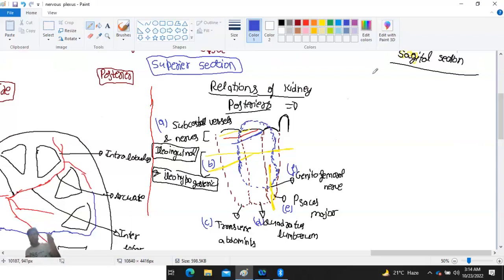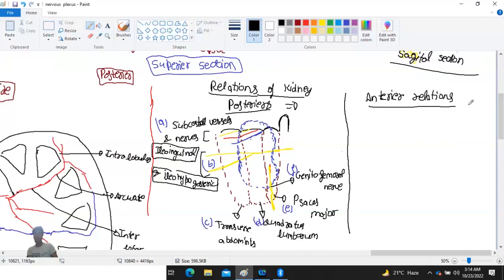Next, we draw the kidney's anterior relations, anterior impressions. So basically, anterior relations are different for the two kidneys, left and right. So we draw both kidneys. They are different for different kidneys. So first we draw the right kidney. So the right kidney also looks like this.